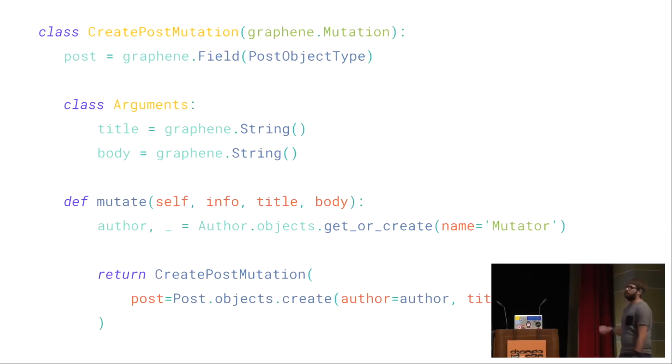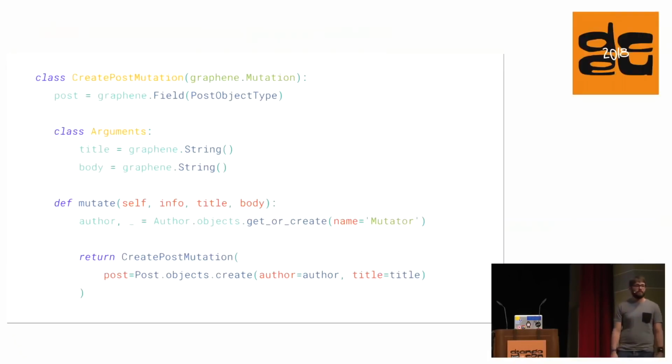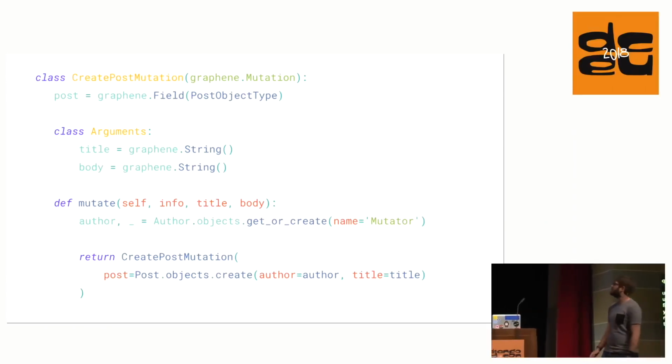You still have to define the fields that this mutation can return. So you can allow the user, for example, to return the post title or other information. And then you have to define the arguments, which are basically the argument of the mutation. You can consider a mutation like it's a simple function. And then you have a mutate function that in this case is going to create an author if it doesn't exist, and then it's going to return the create post mutation with the post object that we had just created.